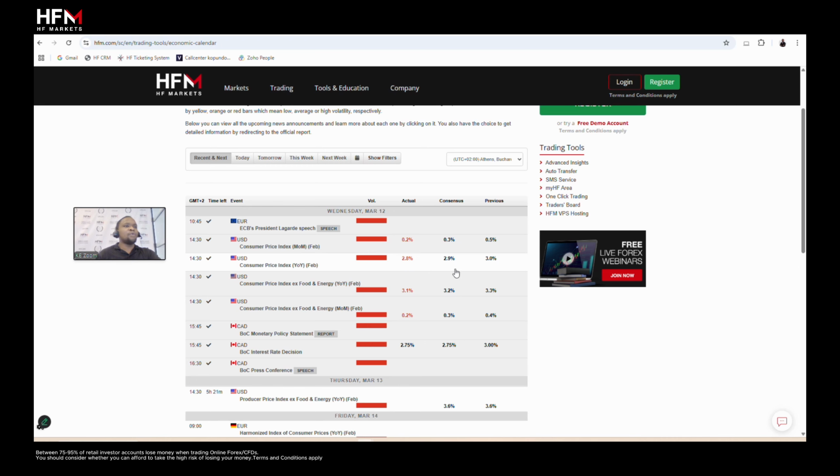And the data which came out, the previous was at 3%. The consensus was at 2.9%. Consensus is what was expected, but the actual one came out at 2.8%. Now, what does this mean? 2.8% is less than 2.9% by 0.1. So we see the CPI year on year coming in less by 0.1.